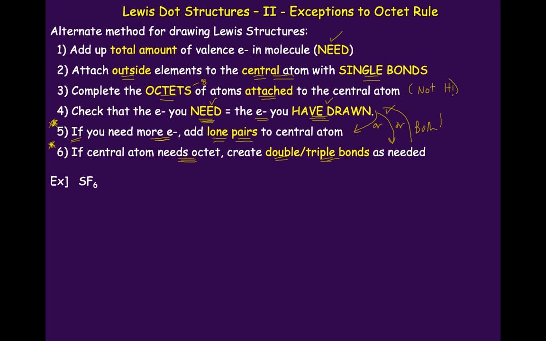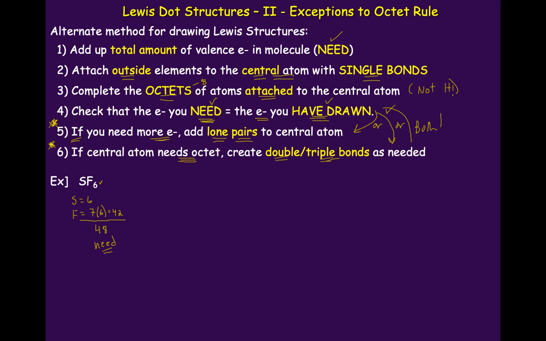So let's do a quick structure. Let's just say I have SF6. Let's do number 1. Add up the total. Sulfur, if I look at the periodic table, has 6 valence electrons. Fluorine has 7 electrons, but there are 6 fluorines. So it's 7 times 6, which is 42. And if I add them all together, I get 48 electrons. That's what I need to draw.